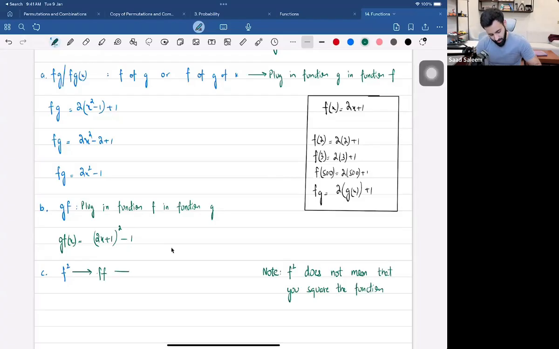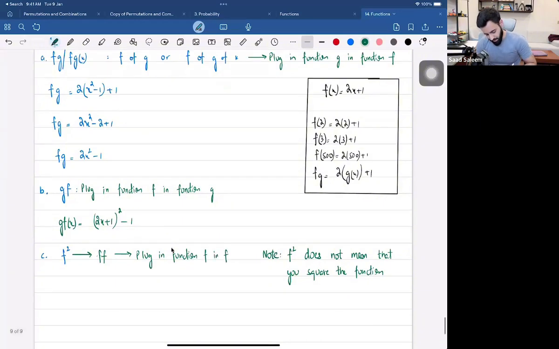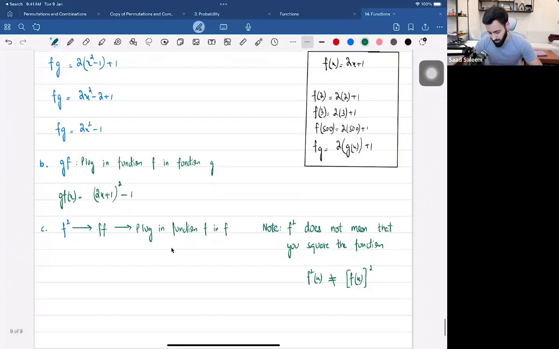Okay, so ff basically means that you plug in function f in f. Okay, so I'll write another note that f squared of x is not the same as f of x, the whole thing squared, because sometimes you will have to take the square of the function, and this is what it's going to look like. If the question is asking you to take the square of it, this is what it's going to look like.